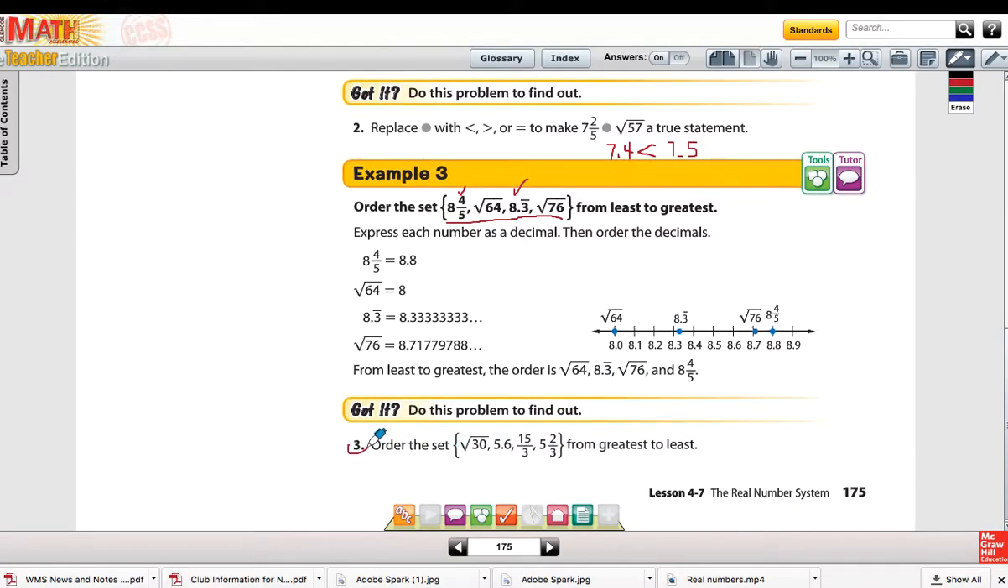So go ahead and attempt to order the Got It 3 numbers from greatest to least. Pay attention to how you're going to order them, and then press play when you're ready to check your answer.